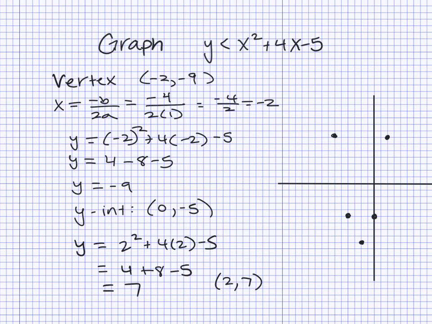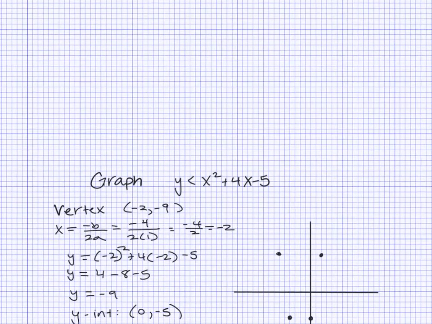So the next thing I'm going to do is I have to decide 2 things, and they're both very important things. One of them is whether or not we are going to use a solid line or a dashed line. And another thing we have to decide is where to shade.